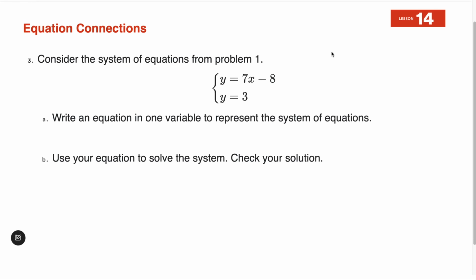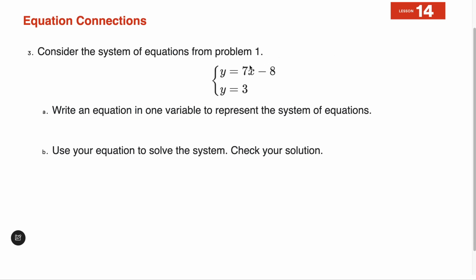again, this is the system from our problem 1. We had our two equations, y equals 7x minus 8 and y equals 3. So let's take a look at how to solve this more precisely than just using graphing. Letter A is asking us to write an equation in one variable to represent the system of equations. So in our top equation, we have two variables, right? We have a y and an x. Our second equation is already one variable, but we really want to combine these two equations so that we only have one variable.